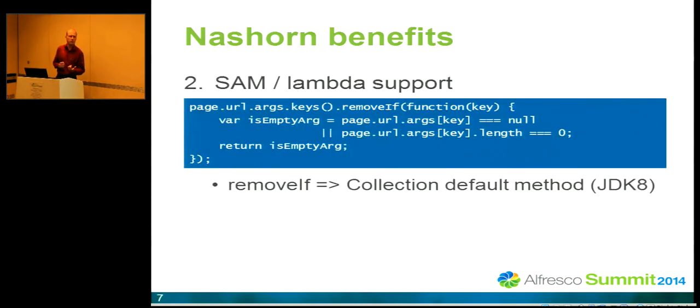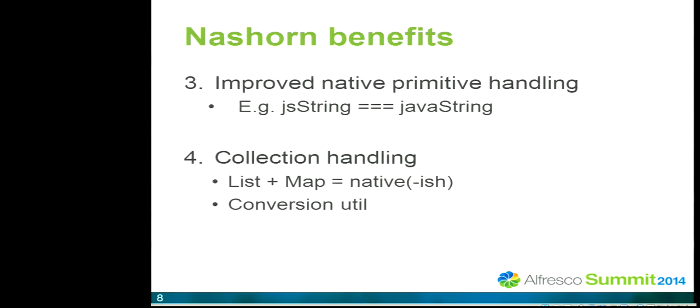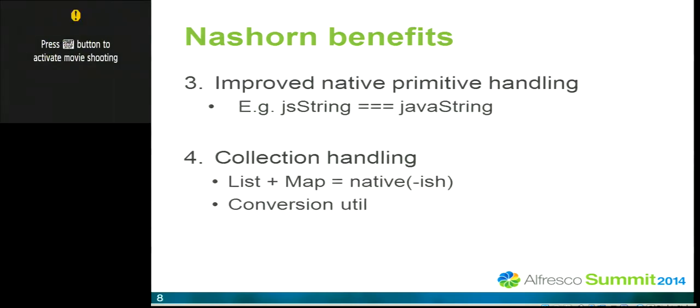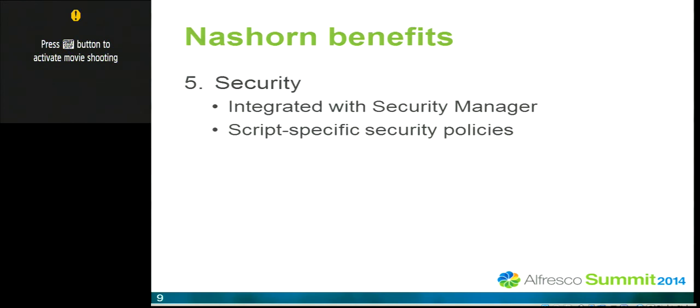Apart from performance improvements, Nashorn also provides full support of Lambda and single abstract method interface concept, which allows us to easily pass a JavaScript function as a callback to Java code, and it will automatically be converted into an instance of the interface that is required. Furthermore, Nashorn provides better handling of native primitives in JavaScript. For example, comparing strings, which was a pain in Rhino in some instances, is now a breeze in all instances I could test. Also, lists and maps now feel like native objects without having to be converted.